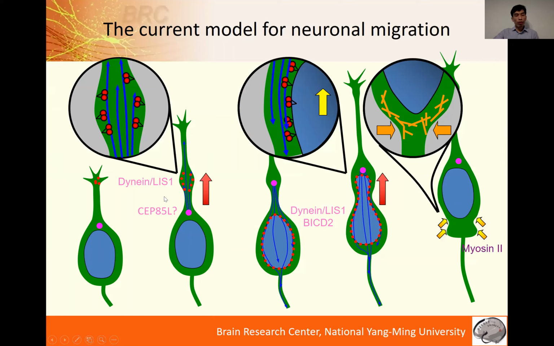We used shRNA and also expression of these proteins in the mouse cortex. And we saw that LIS1 and dynein act to move the centrosome forward, and BicD2 and dynein are needed to move the nucleus forward. We are still not clear what the function of CEP85L is during this process, so we are still studying this.